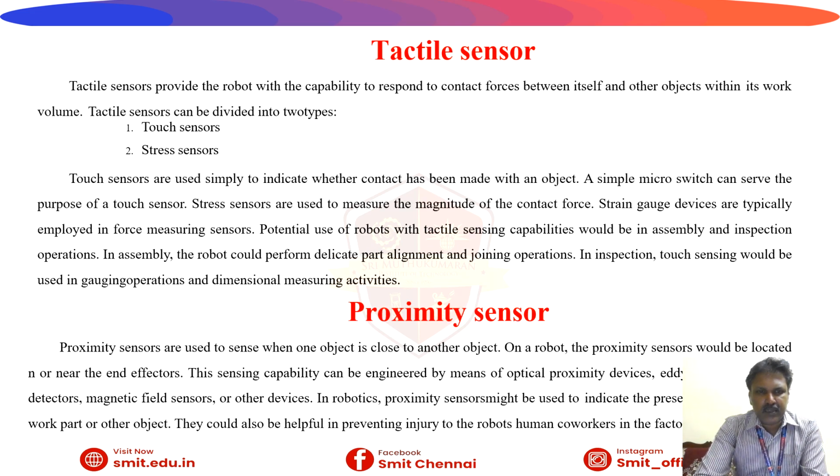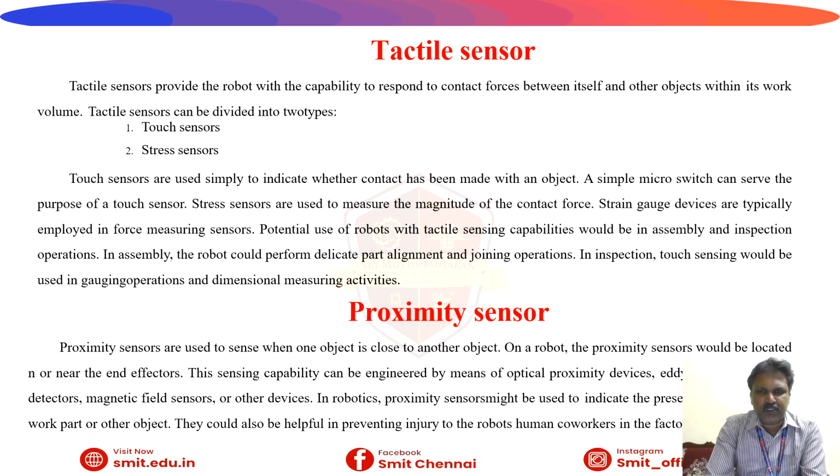Then the next slide gives a glimpse of tactile sensors. Tactile sensors provide the robot with the capability to respond to the contact forces between itself and other objects within its work volume. Tactile sensors are divided into two types: touch sensors and stress sensors. Touch sensors are usually simplified to indicate whether contact has been made with an object. Whether you are touching the object, we can sense now. By touching only, we can see whether the object is there or not. A simple servo switch can serve the purpose of the touch sensor.